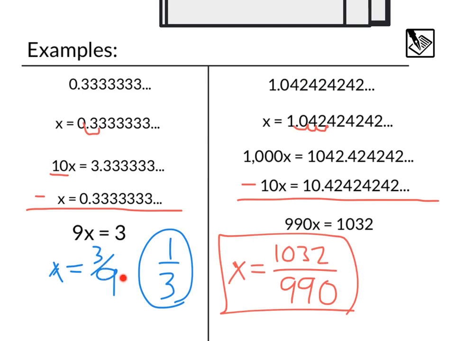Just like we did to this 3/9, we can always simplify this, but when we have these crazy fractions anyway, I'm going to leave it just like that for now. And this fraction, we could always check by dividing in our calculators to make sure that we indeed do get that repeating decimal that we expected.